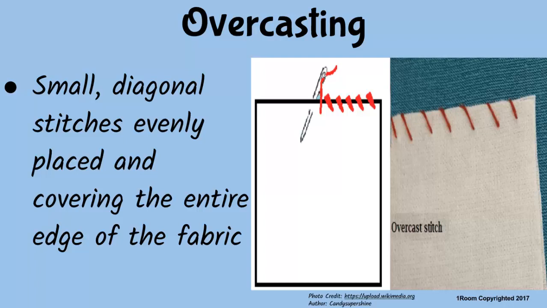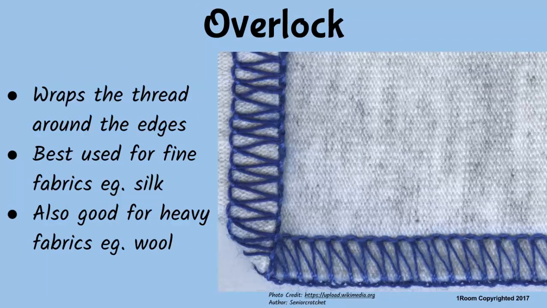Nice. Are you done? One more stitch in this category, the overlocking stitch. It sounds so much like the overcasting we have just discussed. Are they related? Nope. This one wraps the thread around the edges and is best used for fine fabrics like silk and heavy ones like wool. But of course, they serve the same purpose of neatening the edges. I see. Enough of neatening stitches.